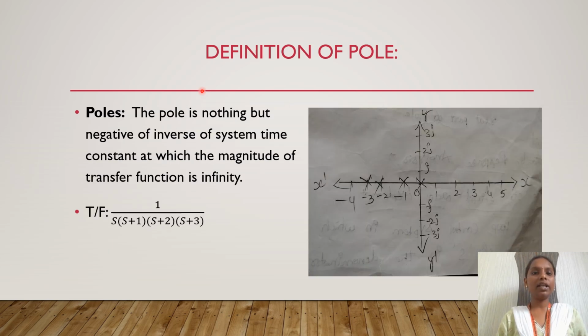Next, coming to the pole. What is meant by a pole? The pole is nothing but the negative of the inverse of the system time constant at which the magnitude of the transfer function is infinity. So, for example, here there are no zeros, only poles are there.